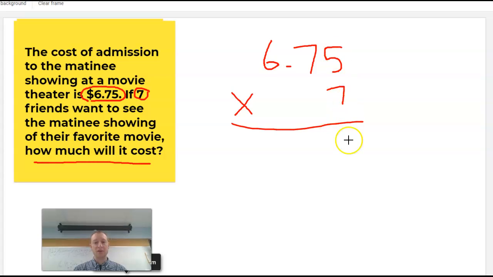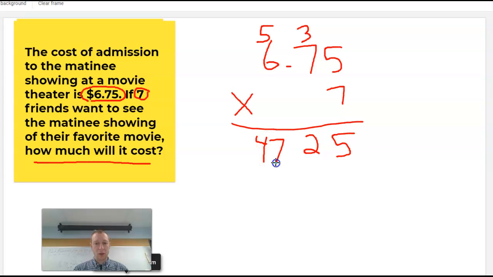So what's 7 times 5? 7 times 5 is 35. 7 times 7 is 49. Plus 3 is 52. So 52. And then 7 times 6 is 42 plus 5. 42, 43, 44, 45, 46, 47.